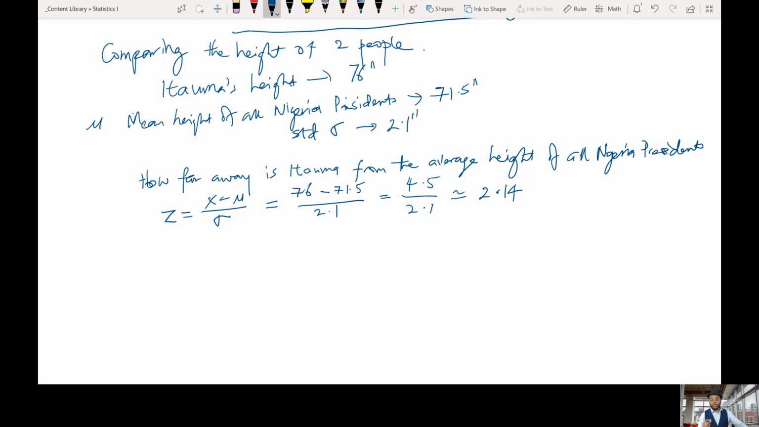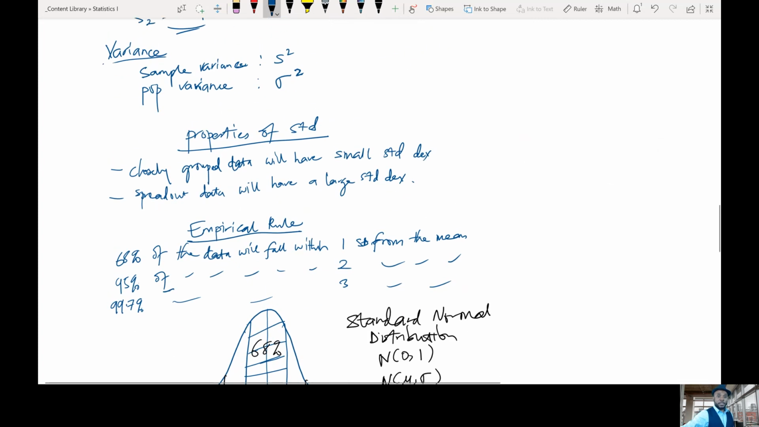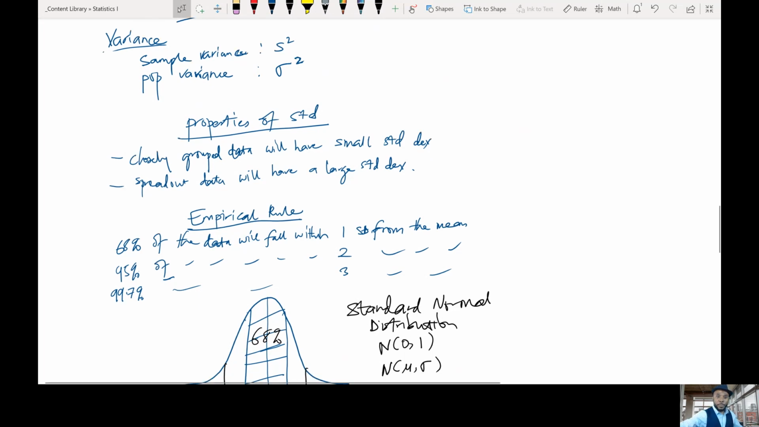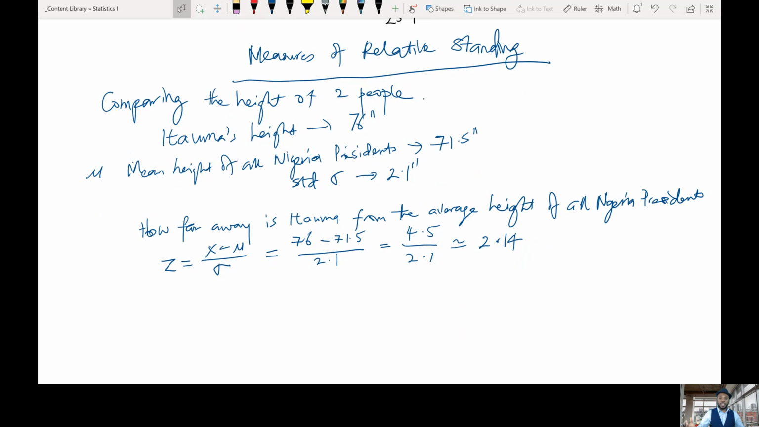So we said in the previous video that 95% of our data lies within 2 standard deviations from the mean, and that which we classify as usual is within 2 standard deviations from the mean. Now, any data point outside 2 standard deviations from the mean, we classify as unusual.